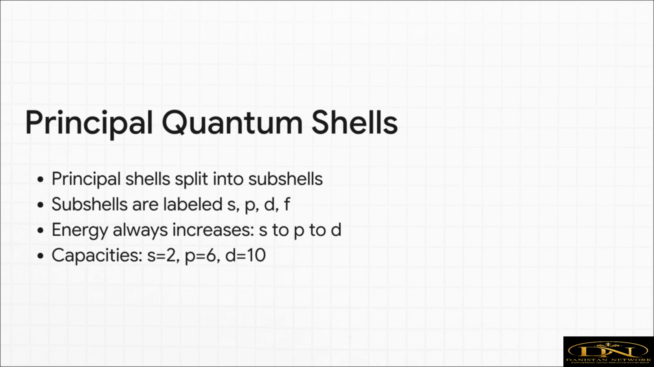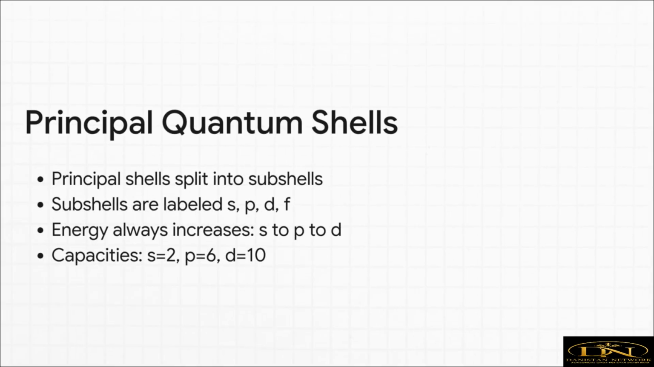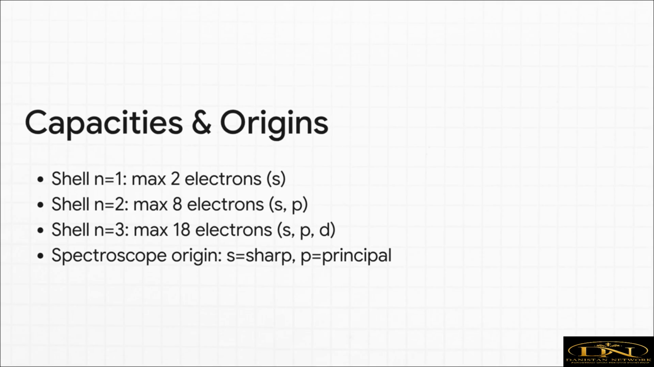Now, just like a real apartment has a strict occupancy limit, so do subshells. The S apartment can only hold 2 electrons. The P apartment can hold 6, and the D apartment is basically a giant penthouse that holds up to 10. And naturally, the energy, think of it like the rent, always increases as you move from S up to P and then to D. Let's do the capacity math real quick.